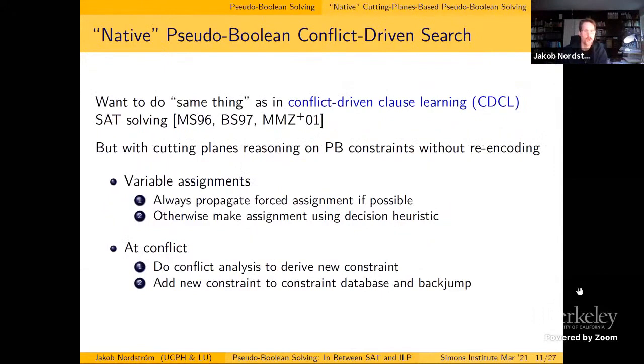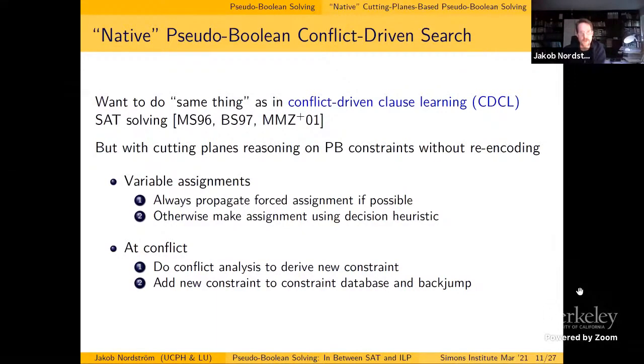Okay, so moving on to pseudo-Boolean conflict-driven search. This is now when I want to keep my input in pseudo-Boolean form, but I want to do the conflict-driven search and learning, because I've seen how good that is in SAT solving. So do the same thing as in CDCL, but using cutting planes instead of the resolution proof system and operating on pseudo-Boolean constraints rather than clauses.